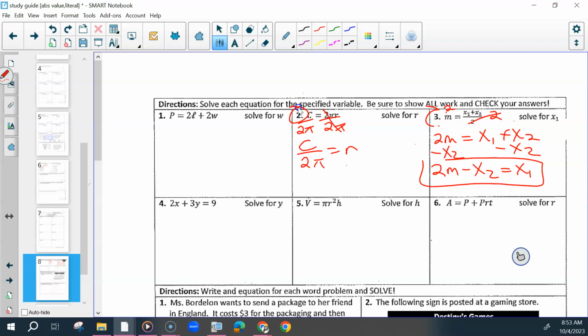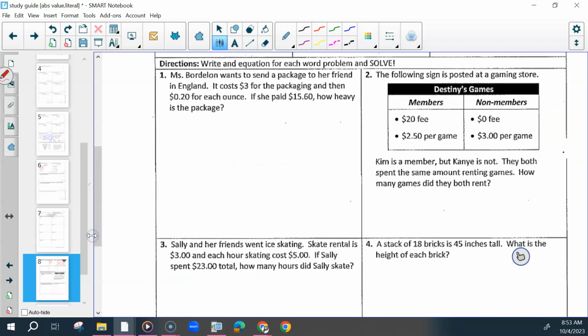So since we have word problems on this page, 1 through 4 at the bottom, any of those? Important information, so let's read it first. The following sign is posted at a gaming store, Destiny's Games. For members, they have a $20 fee, $2.50 per game. Non-members, $0 fee, $3 per game. Tim is a member, but Tanya is not. They both spent the same amount renting games. How many games did they both rent?